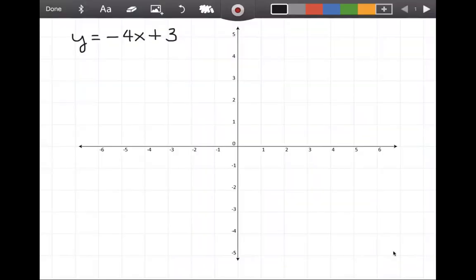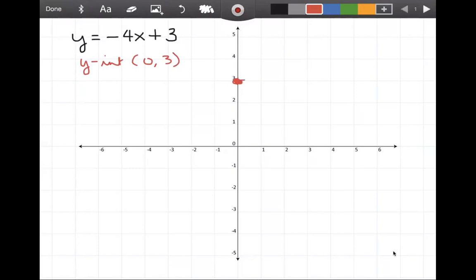All right, so we have y equals negative 4x plus 3. I'm going to start with the y-intercept, which is 0, 3. That's this point right here. Okay, and then what they call the steepness property says every time you move 1 unit to the right, you're going to move m units vertically.